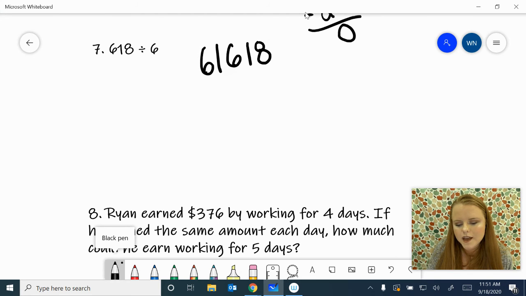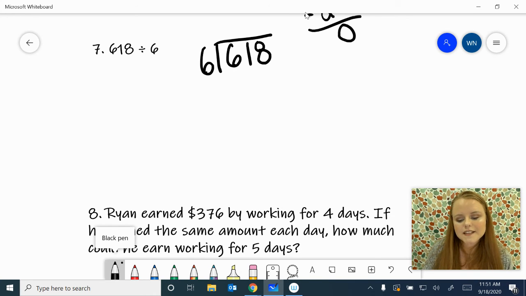618 divided by 6. You know, this would be a fun one to have done a mental math challenge on. Can you mentally figure out how many times 6 could go into 618? That would be quite the challenge. But let's work it out the long way.